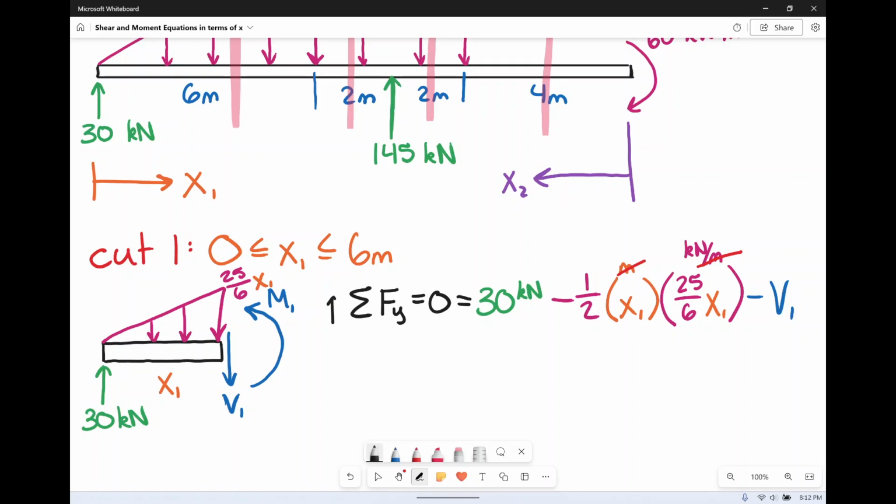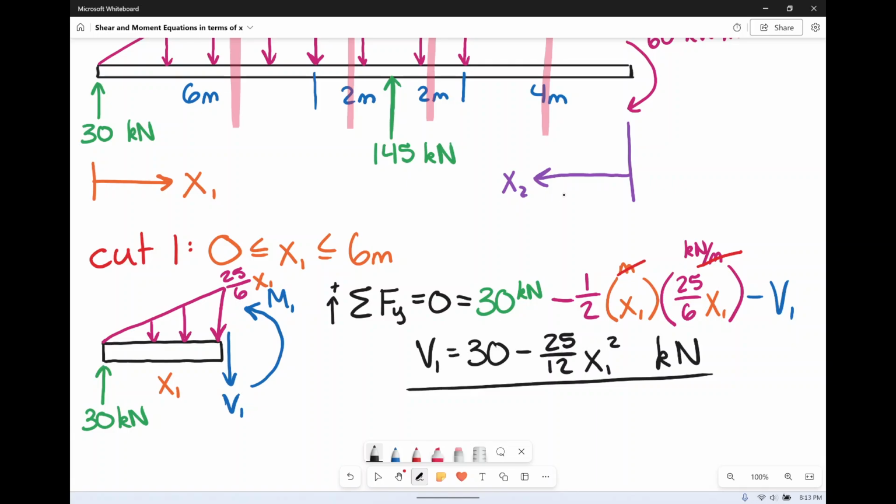And then last but not least, we also still have shear going down. So if it needs to be said, we were summing where up was positive. So this is going to be shear 1. So I'm just going to pick up and move V1 to the other side. So I have V1 is equal to 30 minus 25 over 12 x1 squared. That is a very delicious thing. Again, don't forget your units is in kilonewtons.